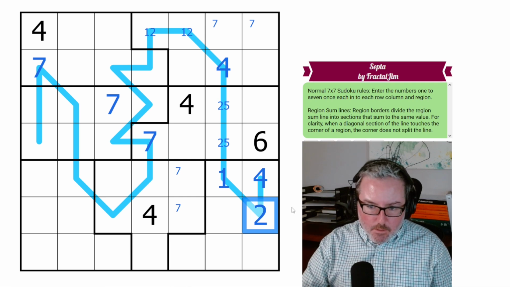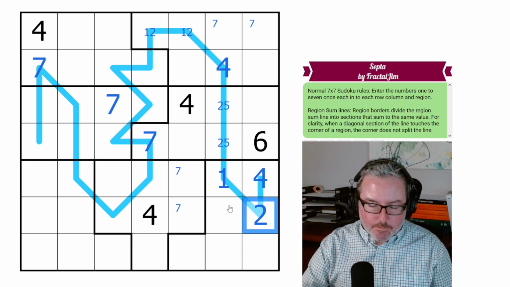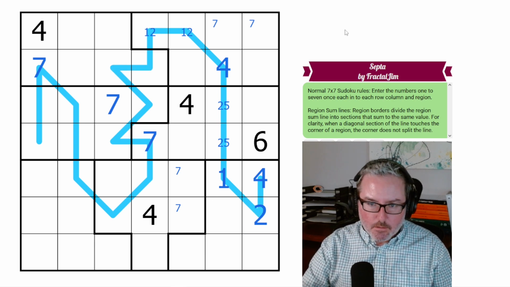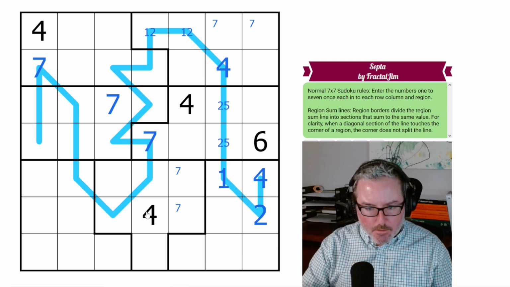And therefore, what can we continue on? We know we have to have... Well, we don't know anything about 3s yet, so maybe we should start looking at other region sum lines where it might be possible to figure out what they are.